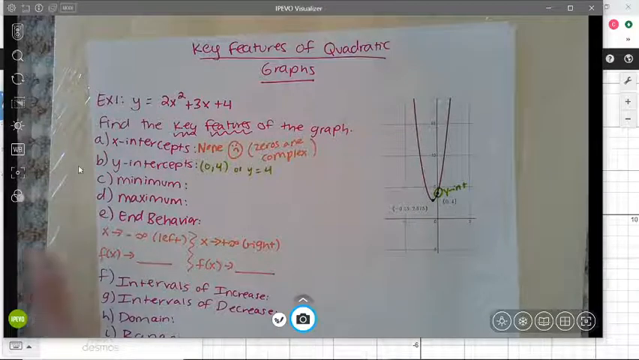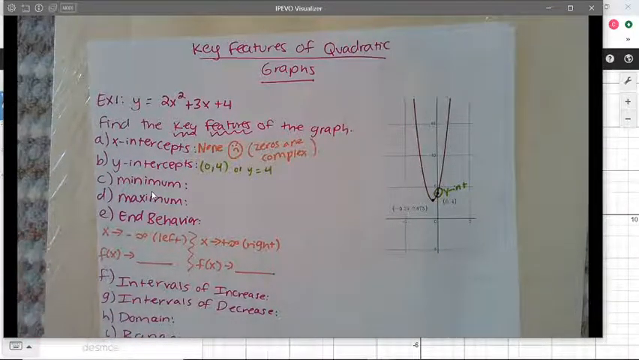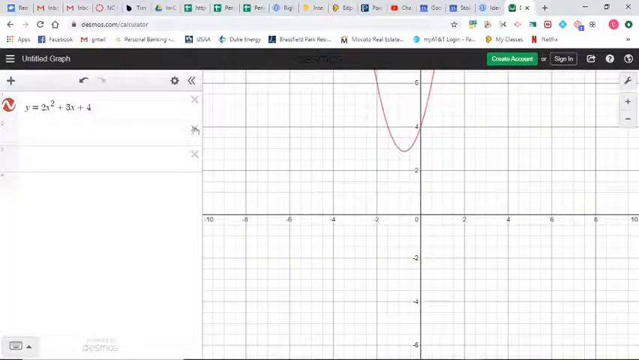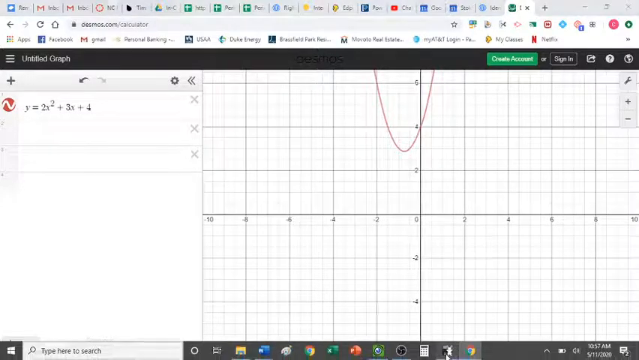All right. So our next question is, what is the minimum or maximum point? Quadratic equations have either just a minimum or just a maximum. They can't have both. So one of these, we won't have. So let's go back to the graph. Going to go to the calculator.